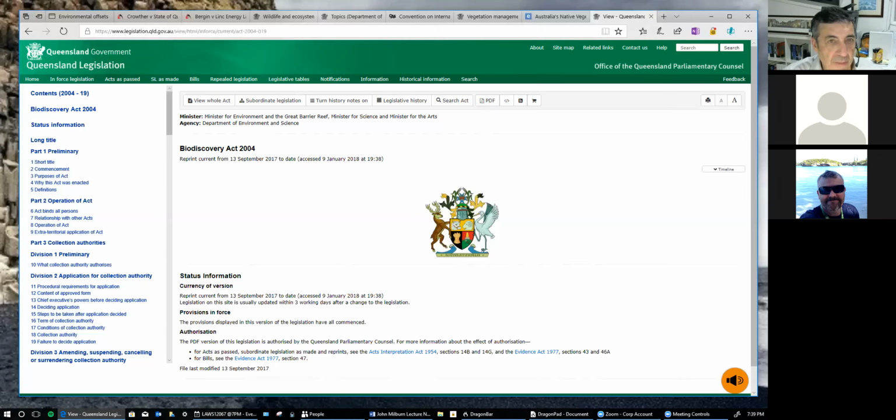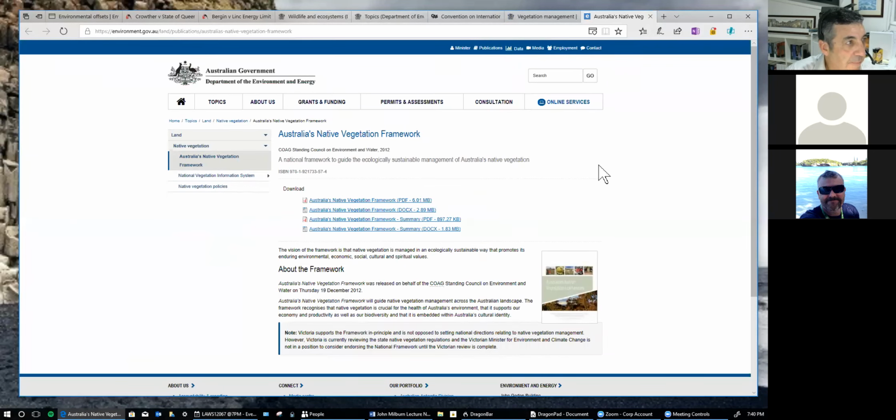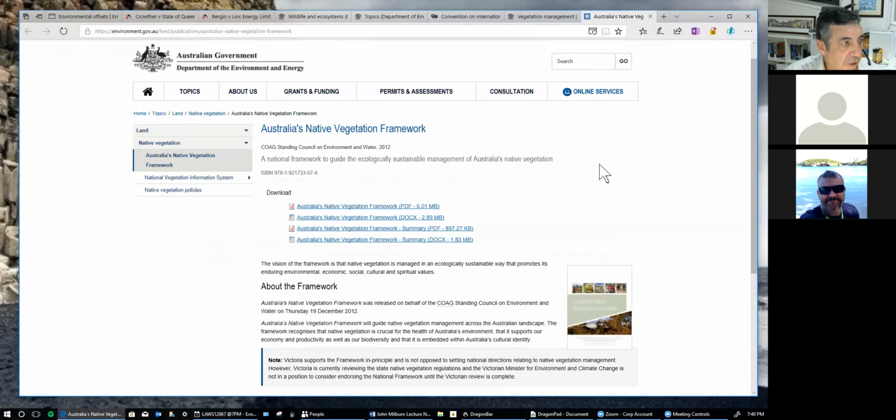Offenders can be subject to remedial orders as well as criminal prosecution, generally speaking. Again, based on Queensland, looking at the federal level, let's have a look at the federal government's native vegetation framework, and I apologise that I'm bouncing between state and federal. So this is environment.gov.au, Land Publications, Native Vegetation Framework.